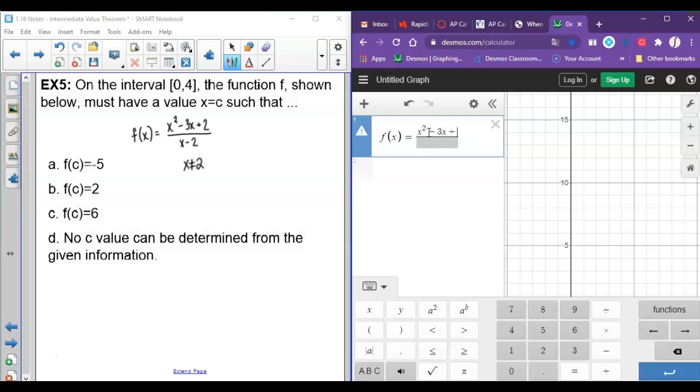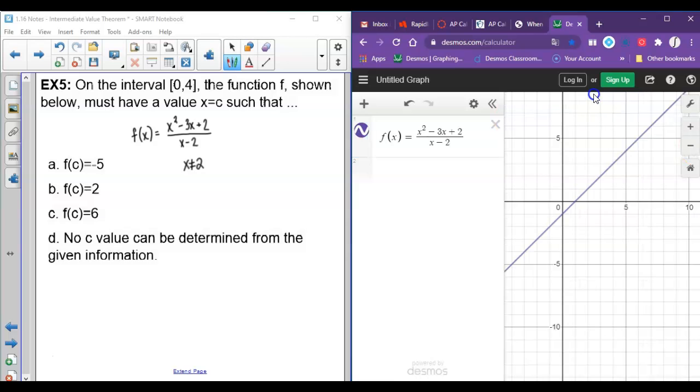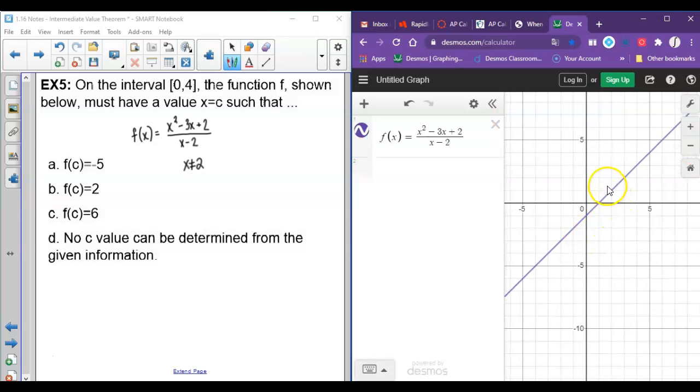because if you graph it, you don't look like you have a problem. But right here at 2, if I can get exactly there, we have a hole in the graph. So this function is not continuous from 0 to 4. If it's not continuous from 0 to 4, the intermediate value theorem does not apply, which means you can't guarantee anything. So D will be the correct answer. So always make sure you check for continuity before you answer.